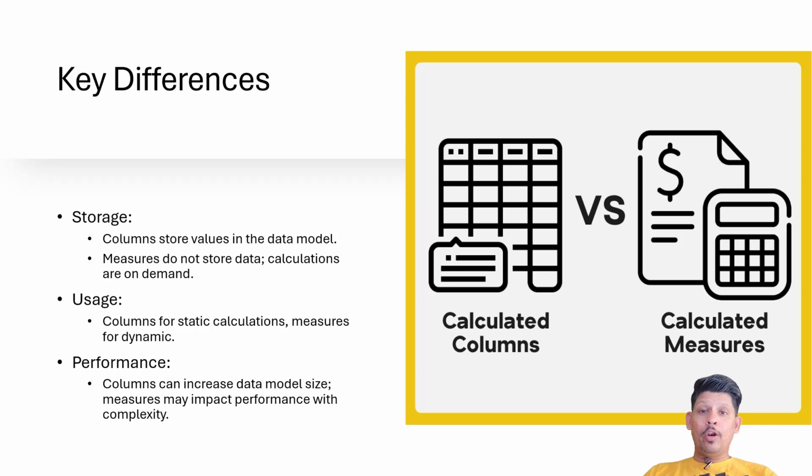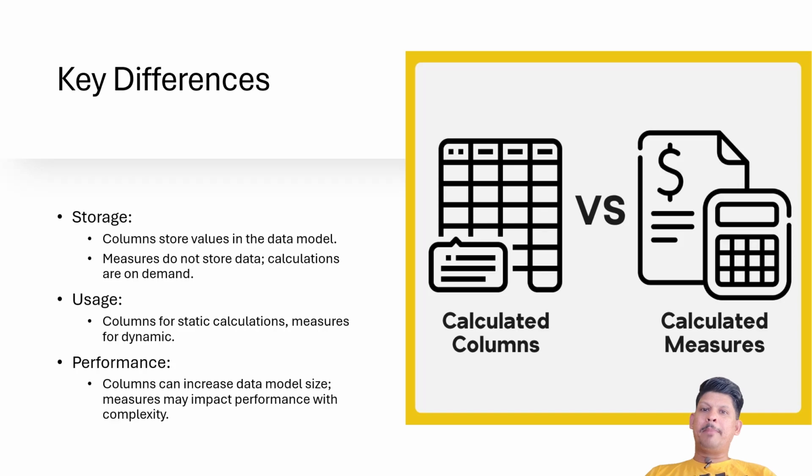And columns occupy space. Suppose you have a million records, it is going to create a million record calculations. That means it is going to increase the size of your file. Measures don't occupy space, or a little bit of space, but not that much, because they are stored in memory. When you use one in a report, only then will it come on the screen. Correct? So this is the major difference between DAX columns and DAX measures.